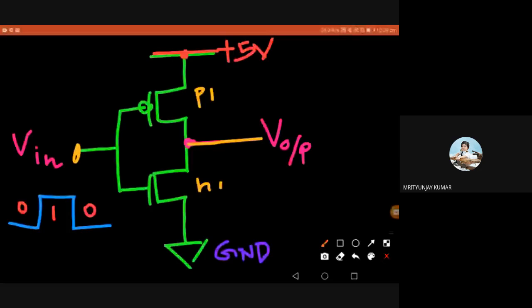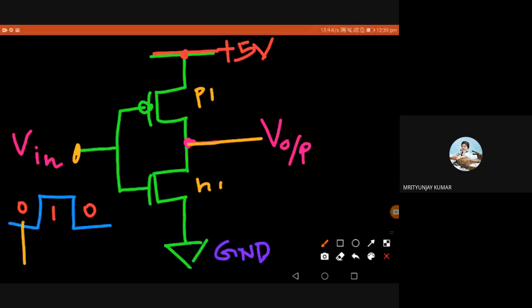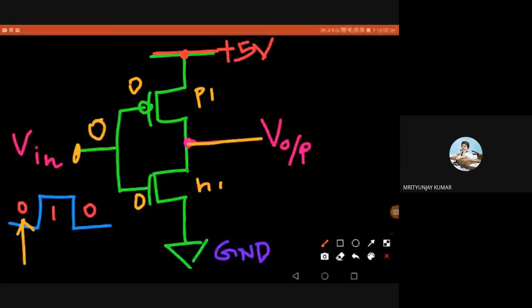Initially, I'll take the first condition, when V input is low. V input low means zero is coming to the input V in, so it is going to the PMOS as well as the NMOS. Now what happens? We know when the PMOS gate terminal is given zero voltage, PMOS is on, right? So I'll draw the PMOS stage. PMOS is on. That means this point is shorted to this point.